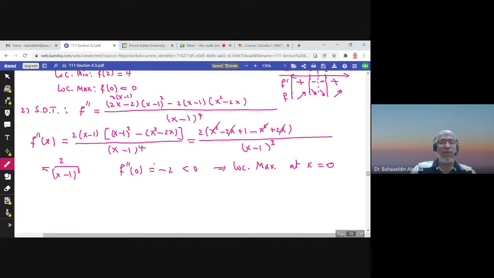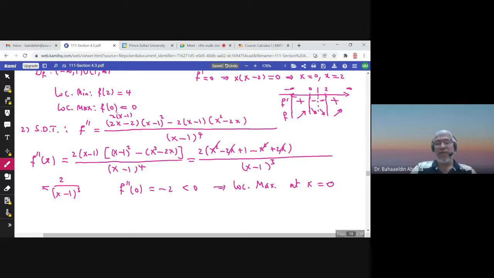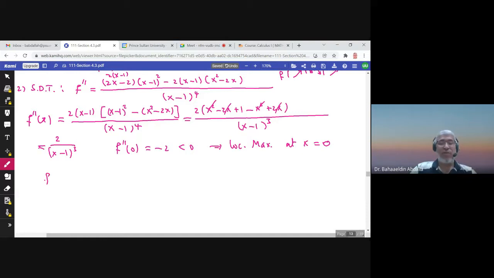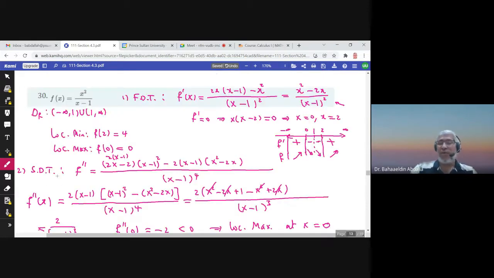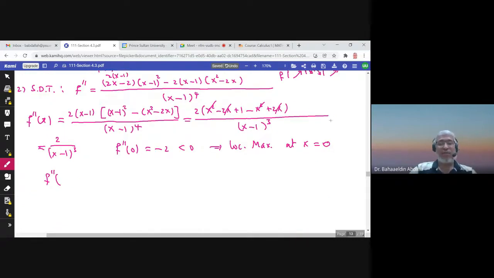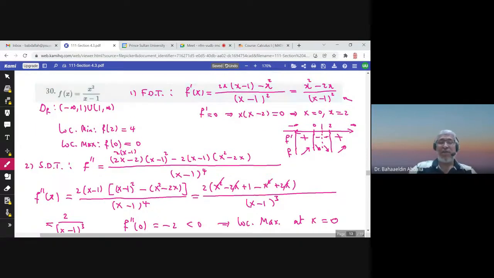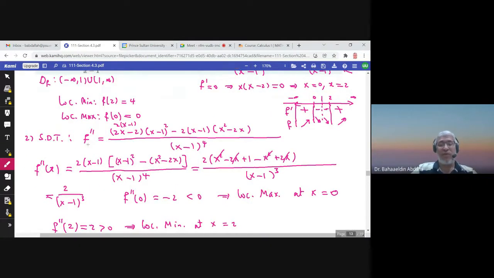Is it the same? Yeah, we have a maximum at f of 0. And also, let me check the second zero of f prime, which is 2. What happens when I replace x by 2 in the second derivative? 2 minus 1 is 1. So it is 2, it's greater than 0. So there must be a local minimum at x equals 2. Same answers, but I guess in this case, the use of the first derivative was easier because it took some time to find f double prime.